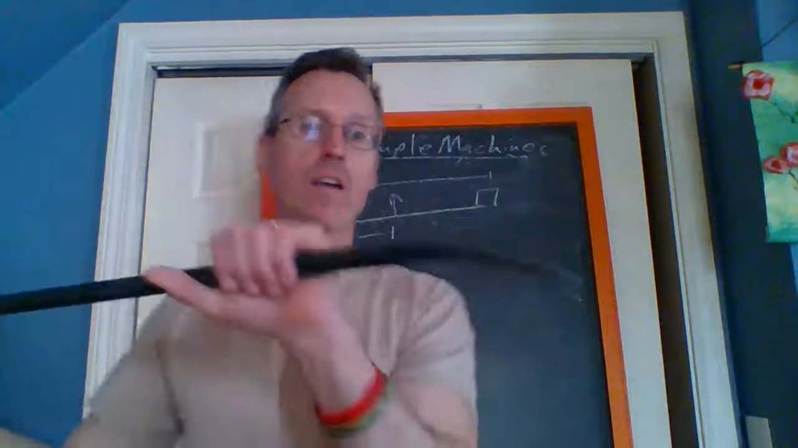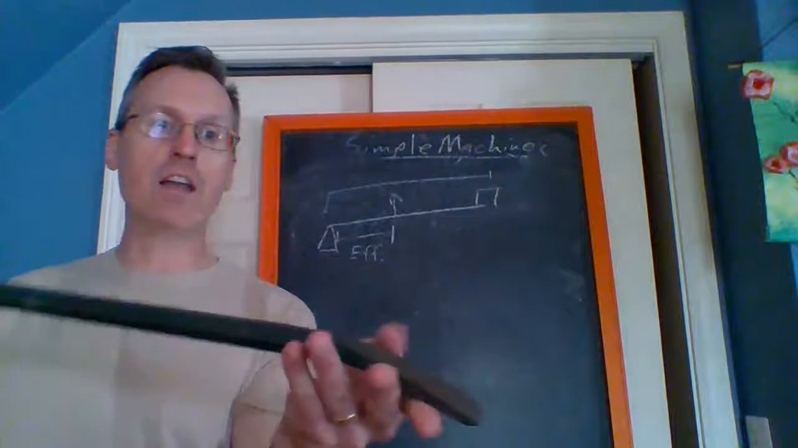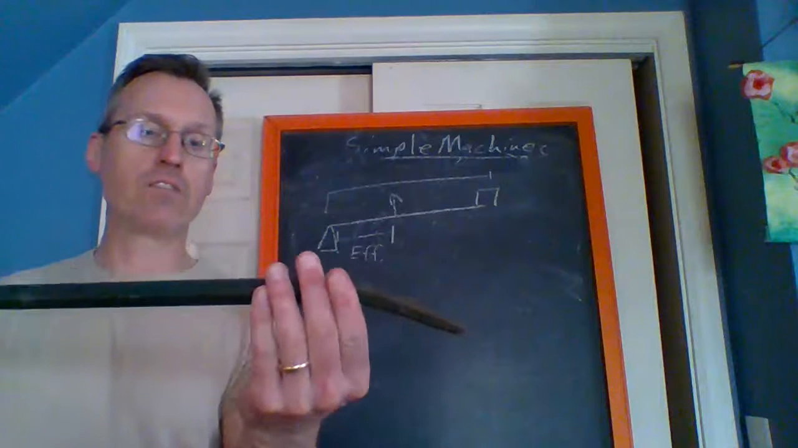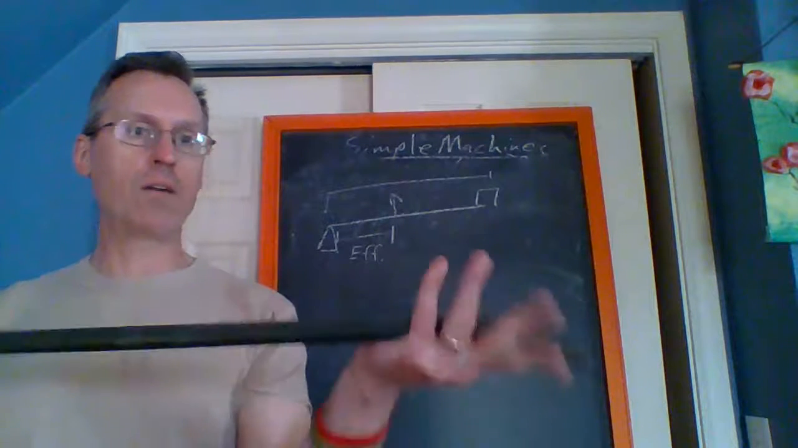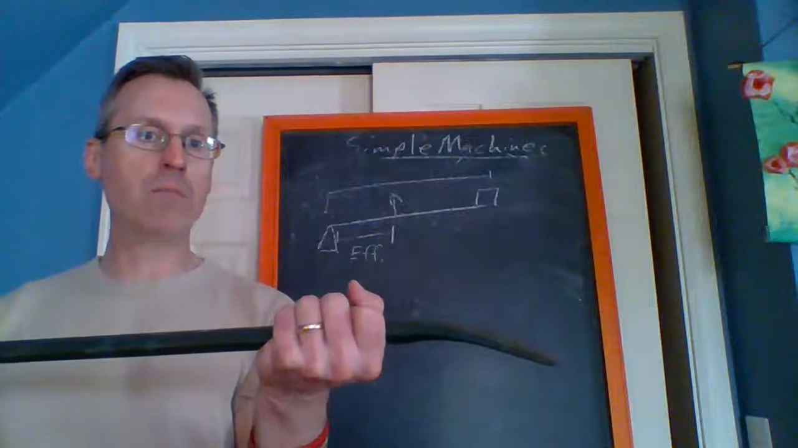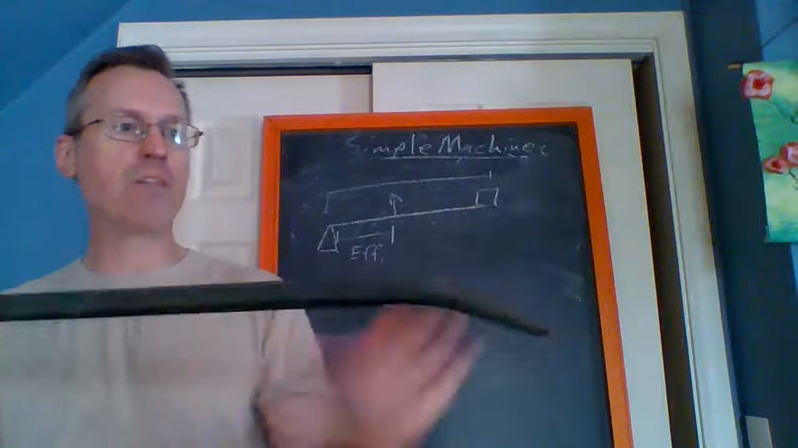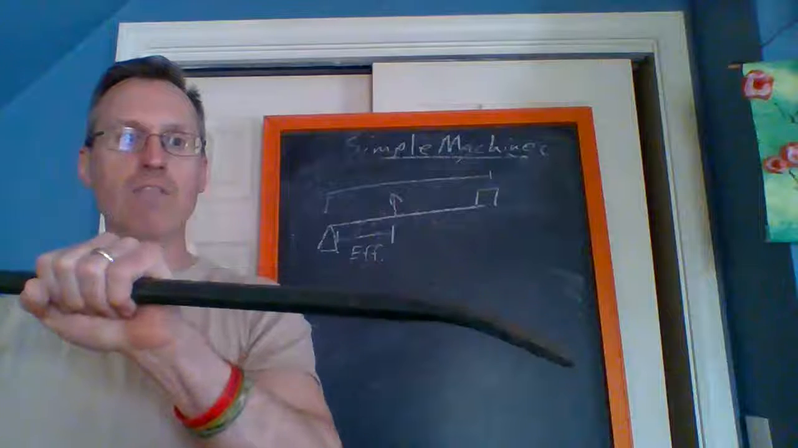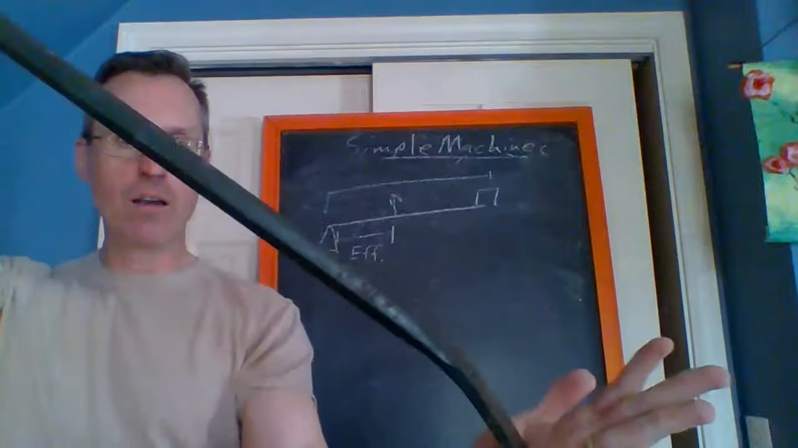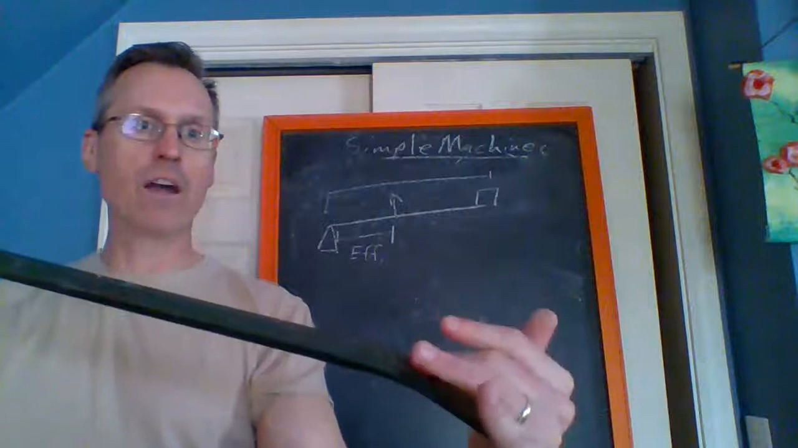If I configure the crowbar this way, I can get a second-class lever. So I jam this into a doorway or something like that, and I'm trying to pry it open. Then you would have whatever you're trying to lift or move over here, and your effort is there, and there you go. There's your pivot point right there, your load is over there, and so on.